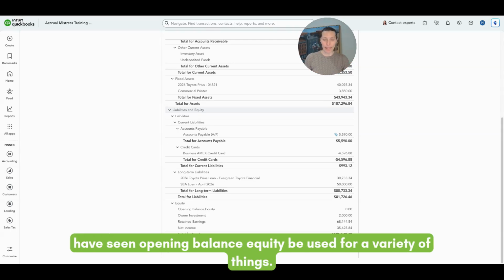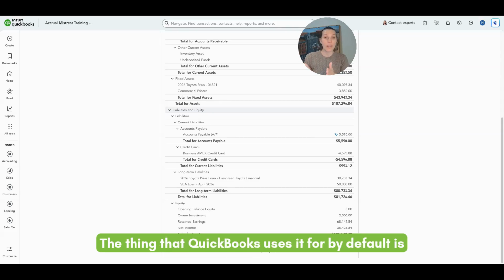I have seen opening balance equity be used for a variety of things. The thing that QuickBooks uses it for by default is if you connect a new bank feed or if you reestablish a bank feed, whatever the balance is there, QuickBooks might put into opening balance equity.